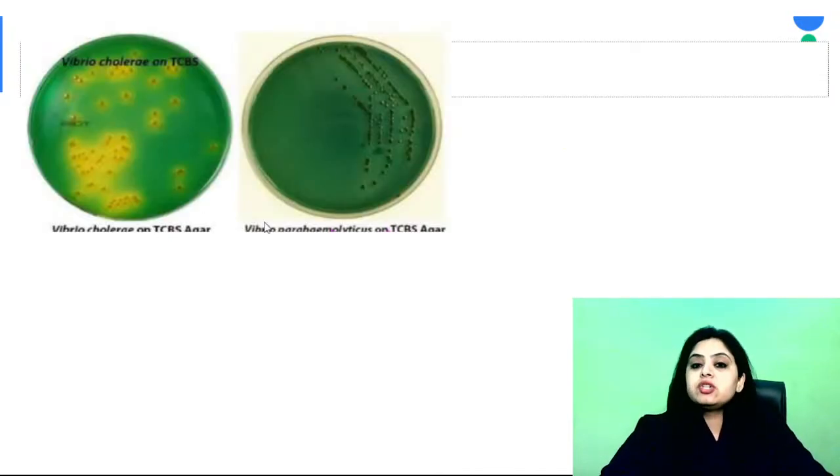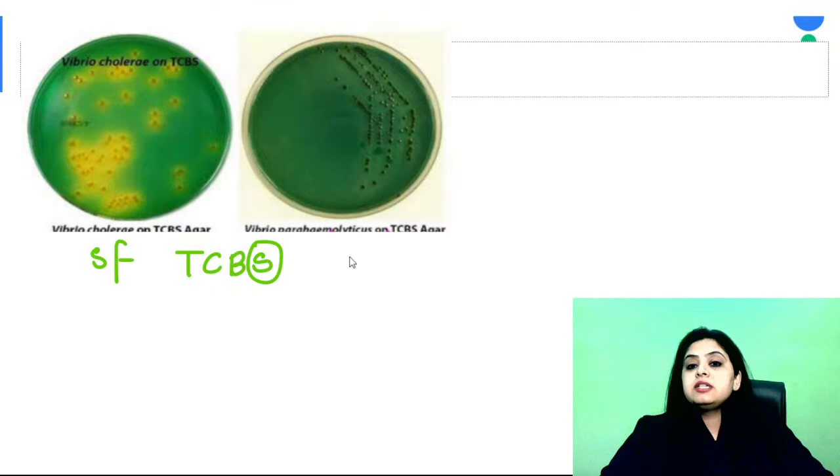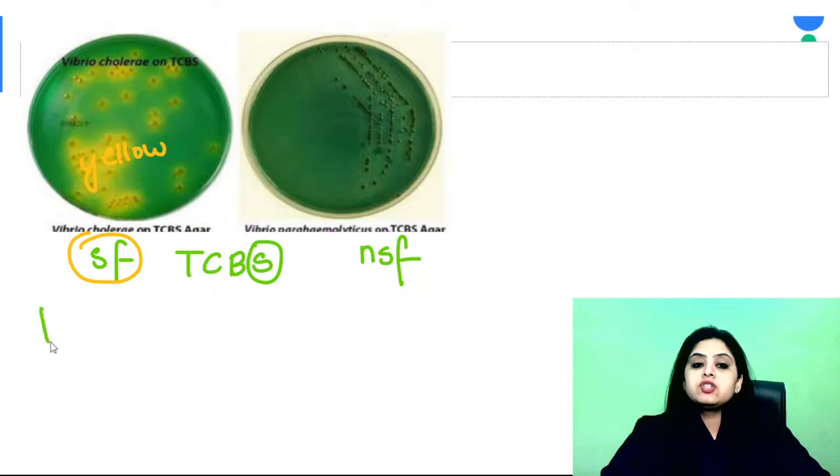Have a look at this picture, guys. This is TCBS and here I am trying to measure sucrose fermentation versus non-sucrose fermentation. Now it's in front of you. What color came for sucrose fermentation? Everywhere the fermentation comes yellow. The only place where it comes pretty pink was MacConkey. MacConkey was pretty pink. Everywhere else fermentations are yellow. So sucrose fermentation means yellow color.